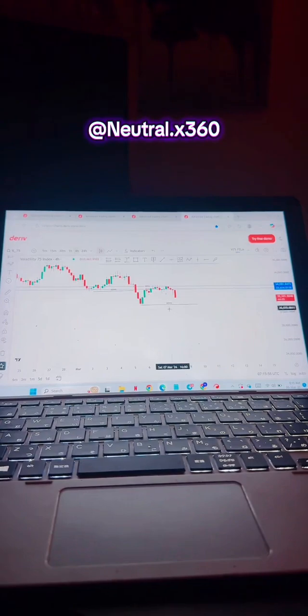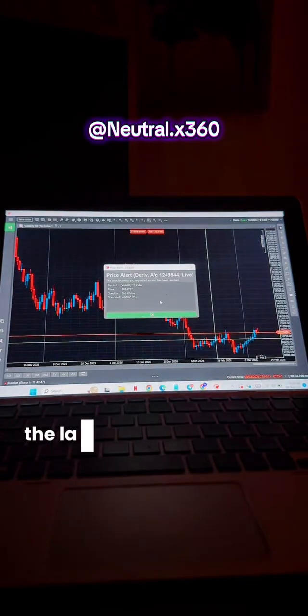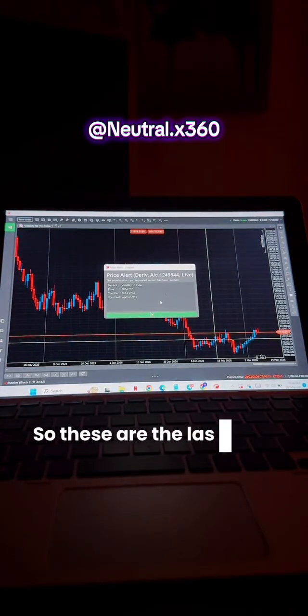If price breaks below here like this, guys, I'm mentioning again, I know a lot of people ask how do you figure this out. Let me show you the alerts. The alerts came into my phone as well. You see the alerts on my phone. These are the alerts on Trader.